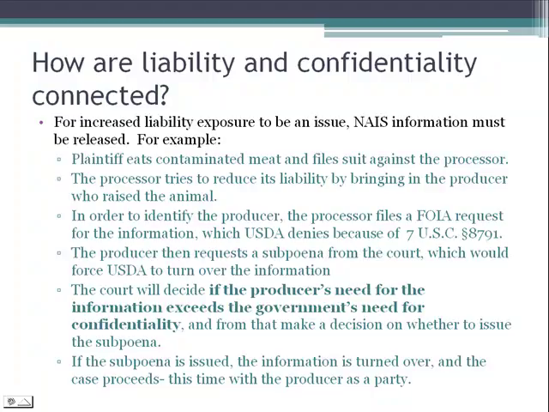Once they deny it, they go a different route, and they ask the court to supply a subpoena that will force USDA to turn over the information. And the court must then decide if the producer's need for information exceeds the government's need for confidentiality, and then make the decision to issue the subpoena or not. So let's assume that the judge decides that the producer's need for the information is more important than the need for confidentiality, and a subpoena is issued and the information is turned over, and the court proceeds with the producer as a party. This is how liability and confidentiality are related, and this is something that has not been addressed in anything that I've read.